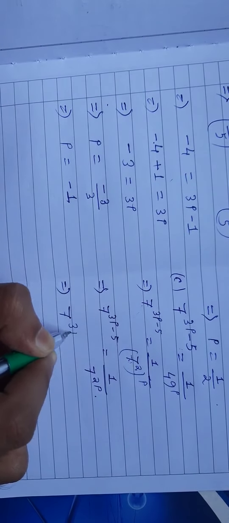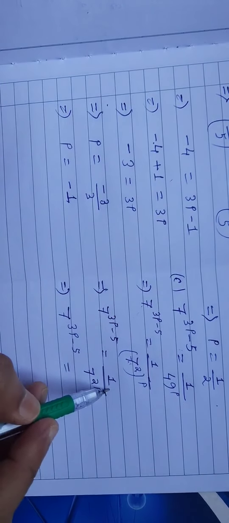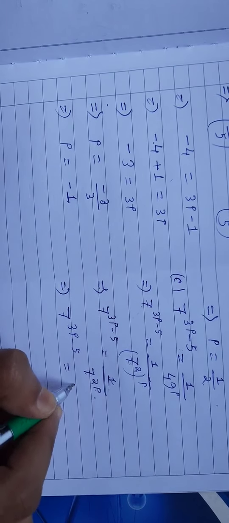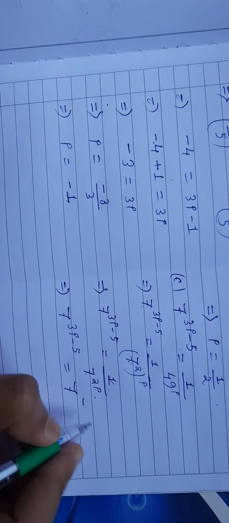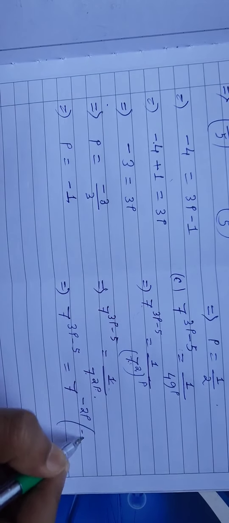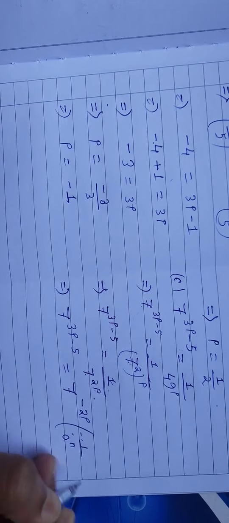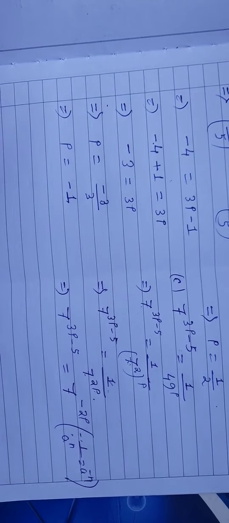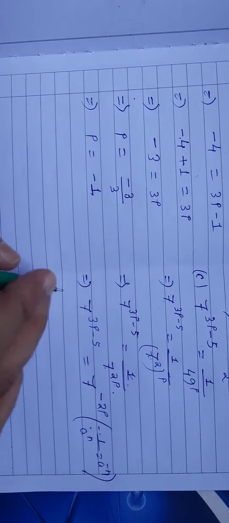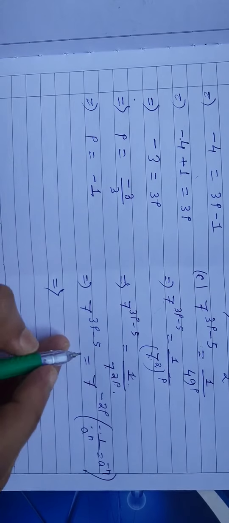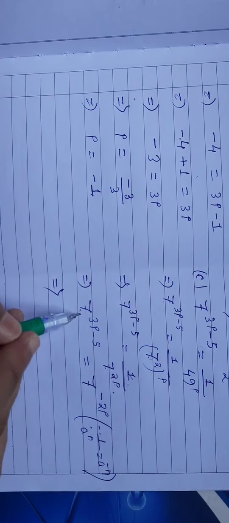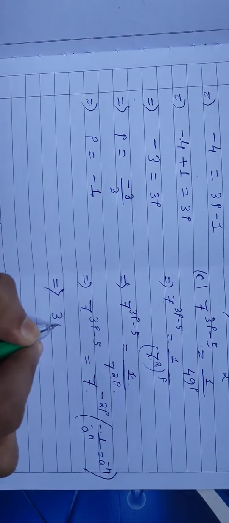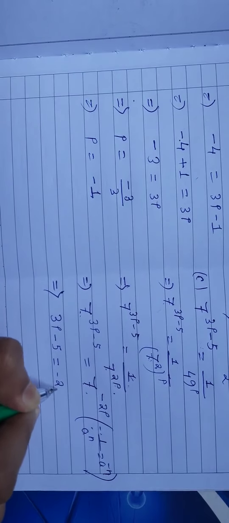This implies 7 to the power 3p minus 5 equals, now since it is of the form 1 by a to the power n, it can be written as a to the power minus n. So this value can be written as 7 to the power minus 2p, since 1 by a to the power n equals a to the power minus n. Which implies, now here you will find both the bases are the same, therefore the powers will be equal, one of the laws of exponents. Therefore 3p minus 5 equals minus 2p.